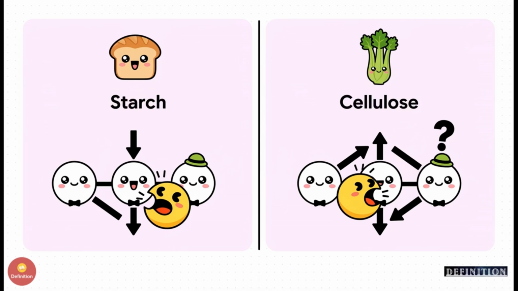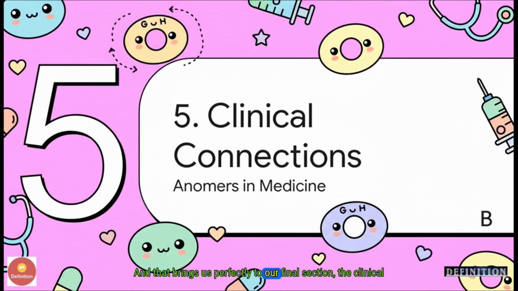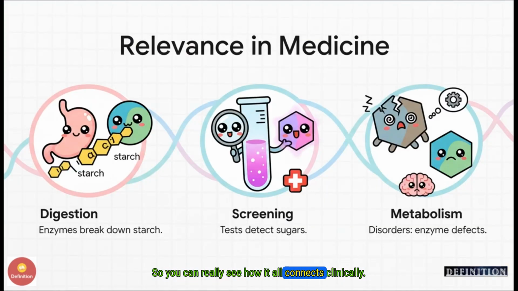It's incredible. And that brings us perfectly to our final section, the clinical connections. Let's see how all these concepts actually play out in real-world health and medicine. So you can really see how it all connects clinically. Our ability to digest our food, that hinges on our enzymes being super specific for those alpha linkages. The way we screen for diabetes, that often relies on the reducing property that only exists because of mutarotation. And in certain metabolic disorders, the entire system can break down if the enzymes that manage these sugar conversions aren't working right. It's all just a beautifully interconnected system.